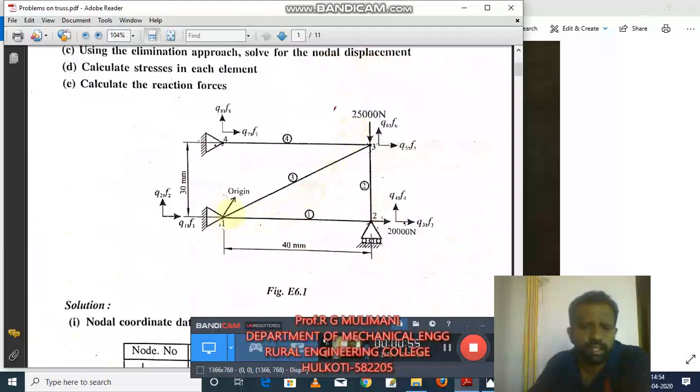See there. In node 1, is there any force? No, there is no force in the x direction or y direction. So F1, F2 is 0. Similarly, there is one force in the x direction at node 2, so F3 is 20,000. There is no force in the y direction, so F4 is 0. What are the forces in node 3? There is no horizontal force, so F5 is 0. F6 is minus 25,000. And there are no forces in node 4, so F7, F8 are 0.